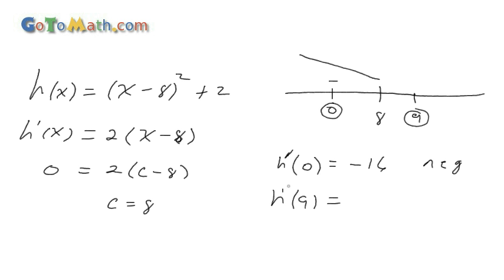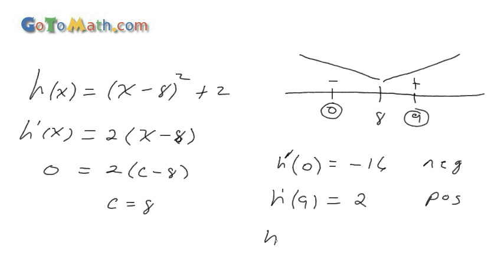Then we do h prime of 9, the other test point. Of course 9 minus 8 is 1, and so we're left with 2 as the answer. That's a positive number, so we'll put a little plus sign right here, and we know that the graph is increasing. So if it's decreasing coming up to 8, and then increasing, we know that this is going to be a minimum once again.